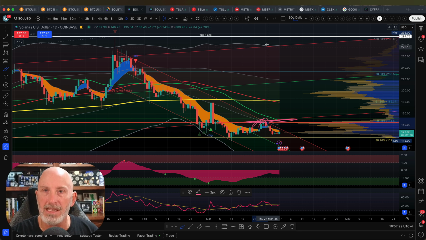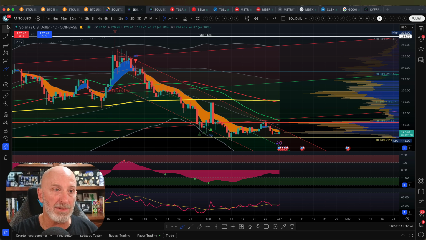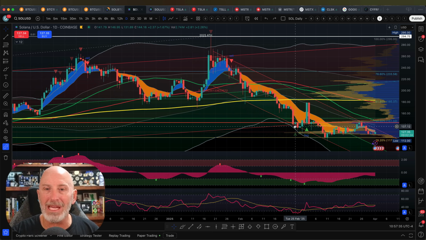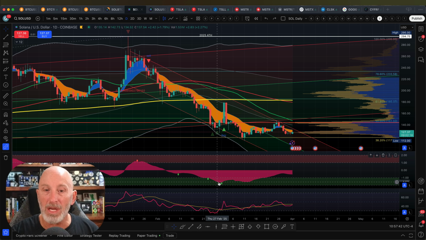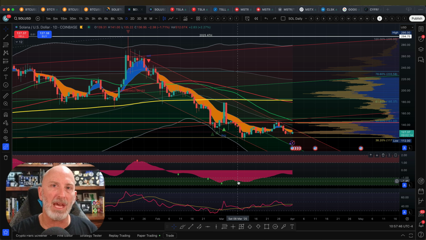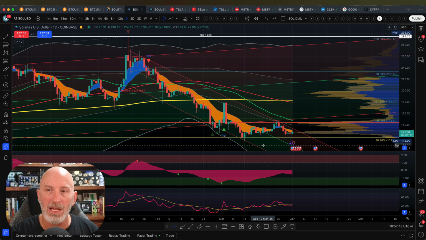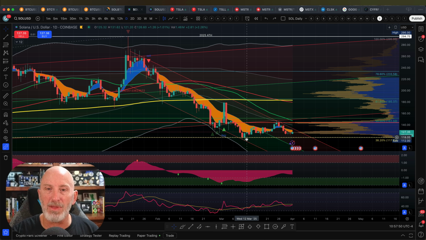We retested it right here and failed. We didn't get back up into that long-term channel. We're basically going sideways. For all intents and purposes right now, we're trading sideways with Solana on a daily chart. We are still mean reverted to the downside. You'll notice it's mean reverted more so than Bitcoin was to the downside. We have been finding support at the 38.2 fib level, the long-term fib level.